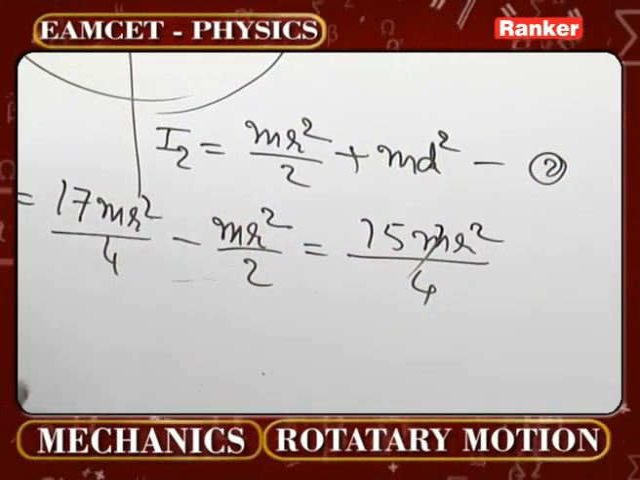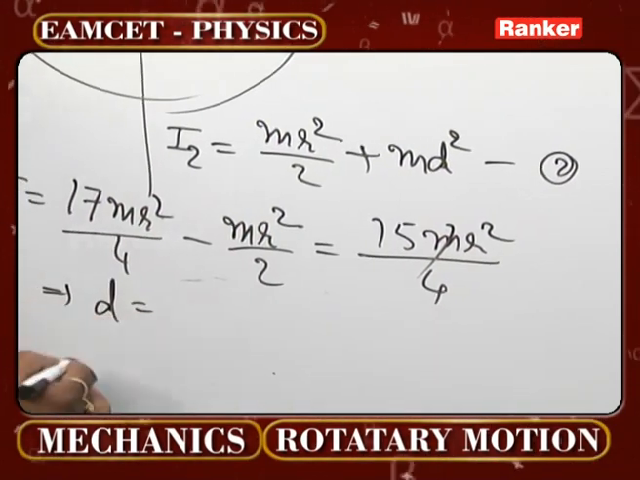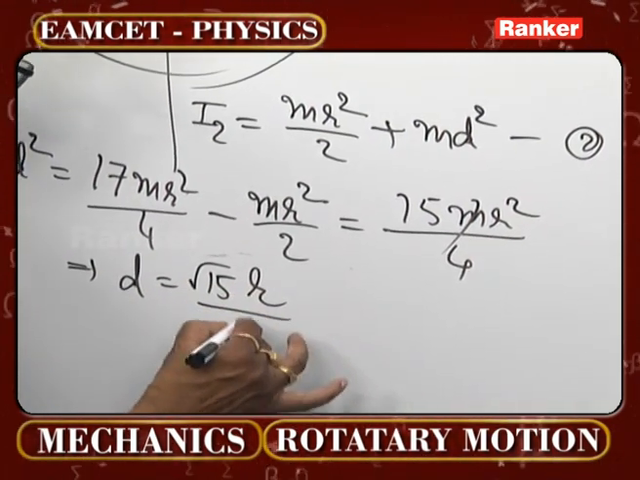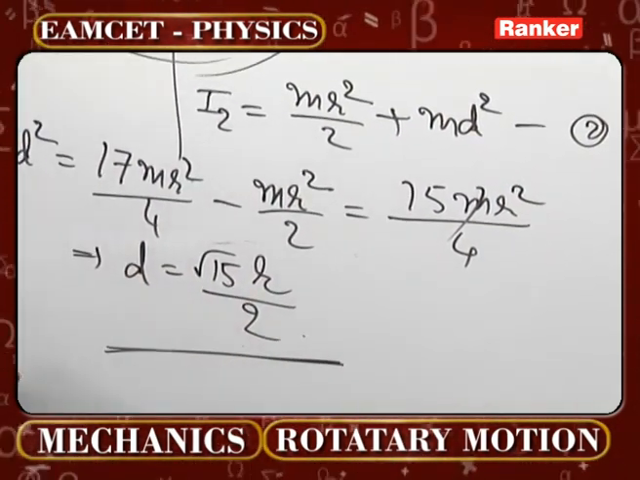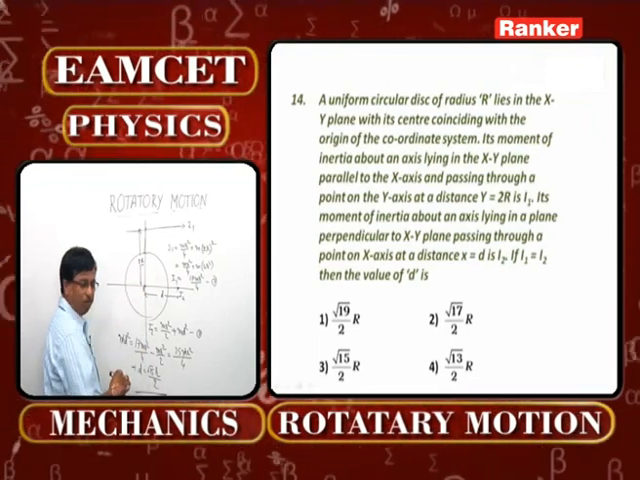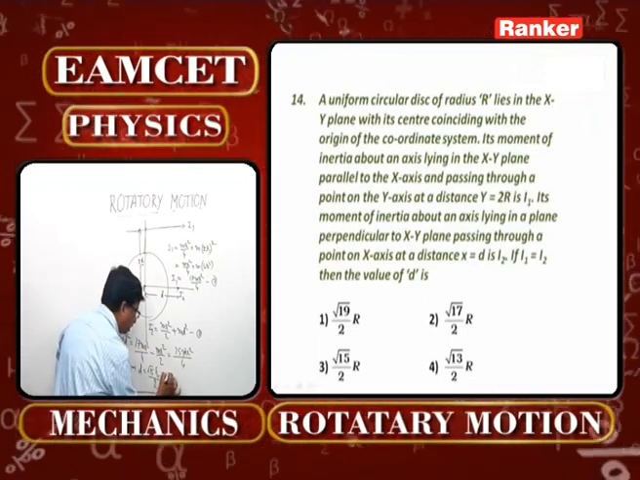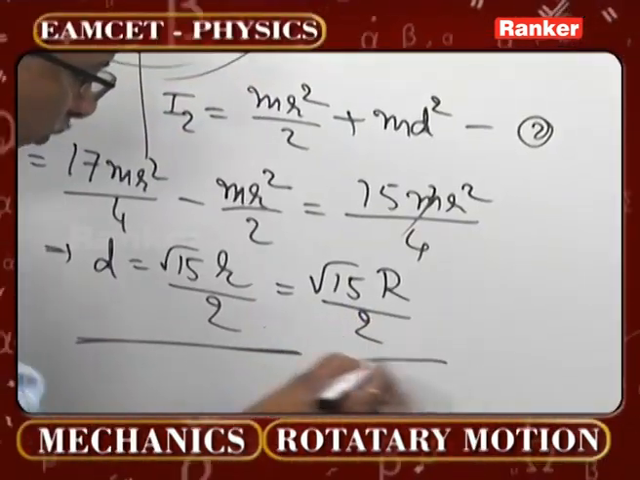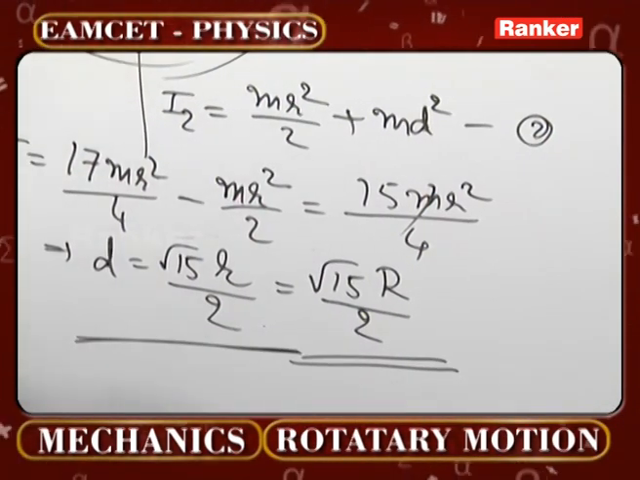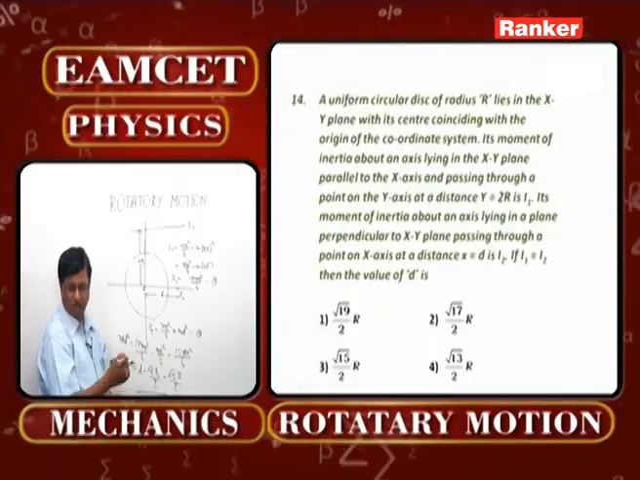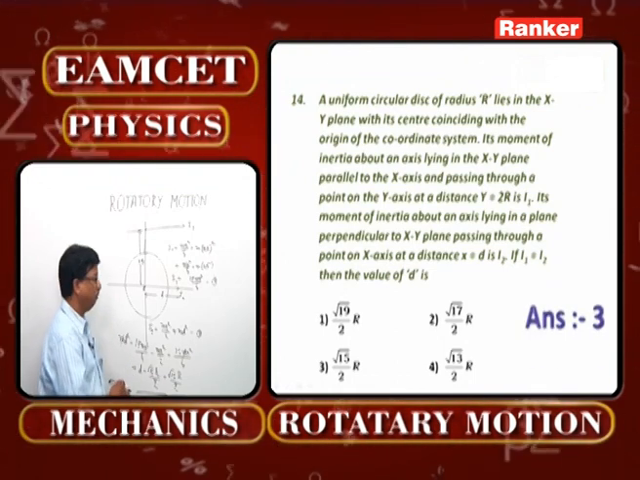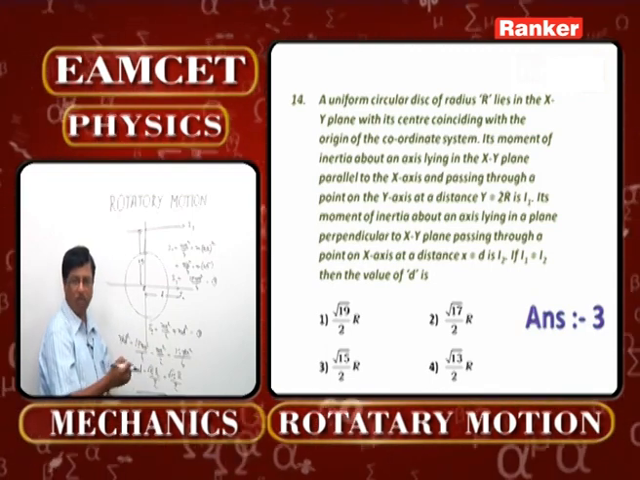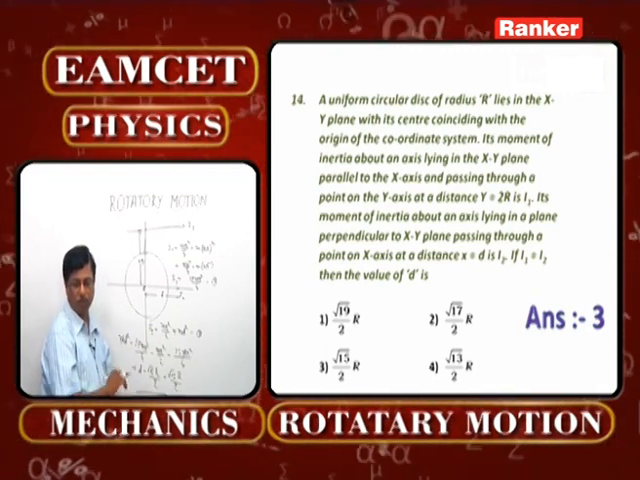What is his question there? What is the distance d, that is the question. Now take the square root: root 15 times r by 2. That must be the value. But in this problem, the distance is mentioned as capital R. Then automatically this becomes root 15 into capital R by 2. This will now be the corresponding value for D. Which one is tallied there? Once again you look at question number 14. The third option is root 15 R by 2. So that is the correct option for us, for question number 14.